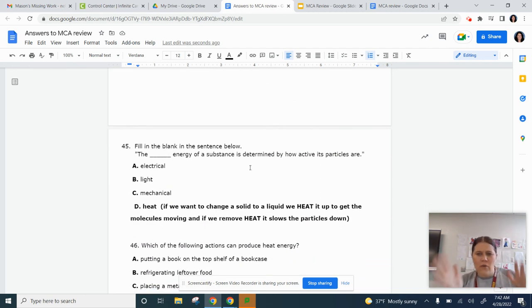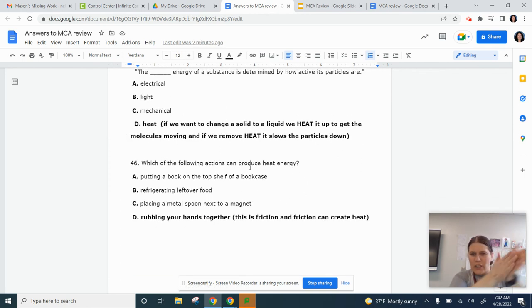45. Oh, when things are moving. We've got a solid. We add heat. Got a liquid. Add more heat. We got a gas. Take away heat. Oh, we have a liquid. Take away more heat. We got a solid. So moving particles is heat.